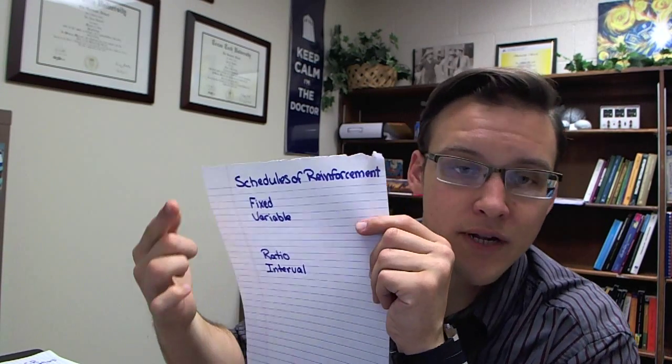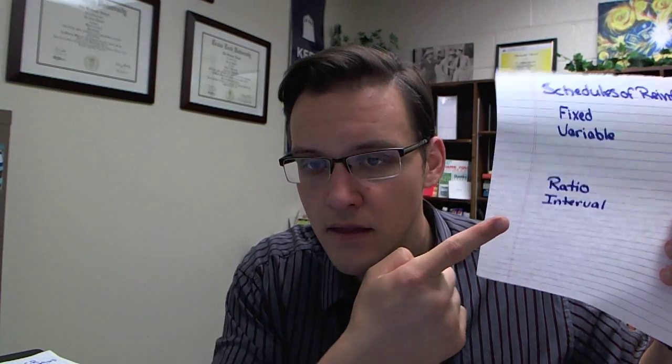Okay, so we come up with what are called schedules of reinforcement. First, we have to decide what we're reinforcing. Are we reinforcing how many times the behavior occurred, or are we reinforcing whether or not the behavior occurred at all within a given amount of time? If we're reinforcing whether or not the behavior occurred a certain number of times, that's called a ratio schedule. If we're reinforcing whether or not the behavior happened at all within a given interval of time, then it's an interval schedule.